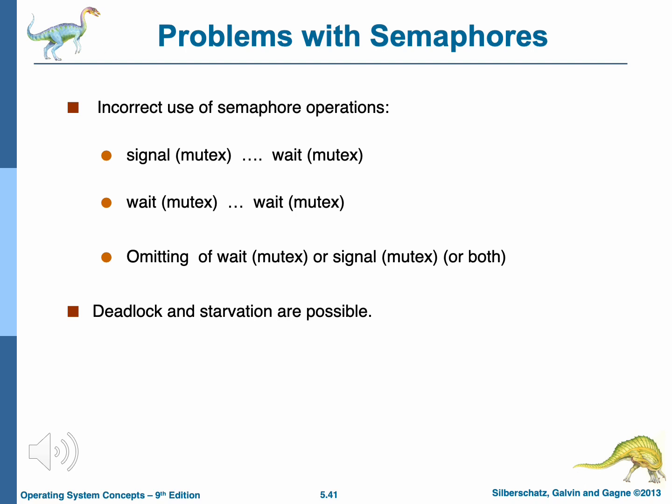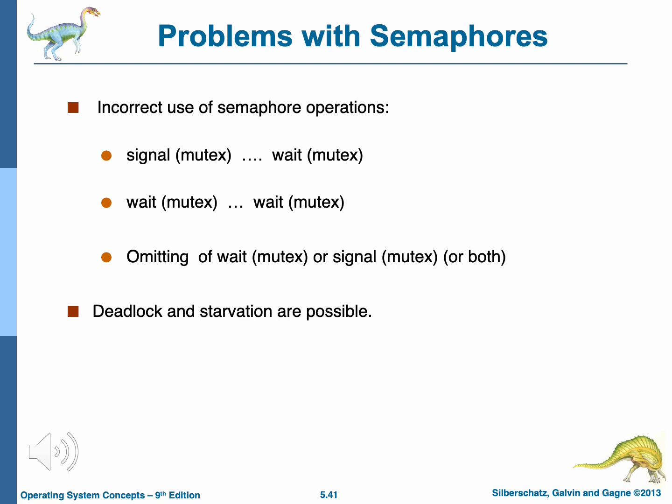Suppose that a process interchanges the order in which the wait and signal operations on the semaphore mutex are executed, resulting in the following execution: signal mutex, critical section, and then wait mutex. In this situation, several processes may be executing in their critical sections simultaneously, violating the mutual exclusion requirement. This error may be discovered only if several processes are simultaneously active in their critical sections. Note that this situation may not always be reproducible.